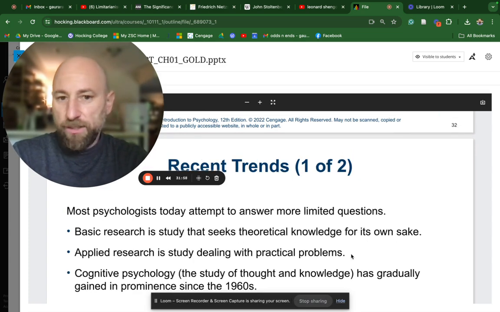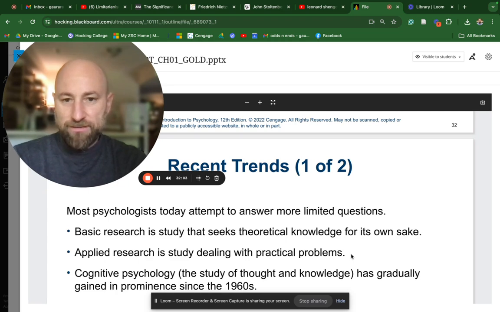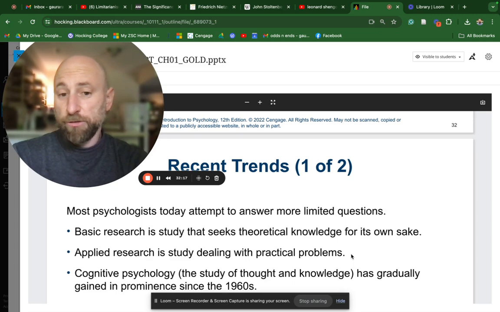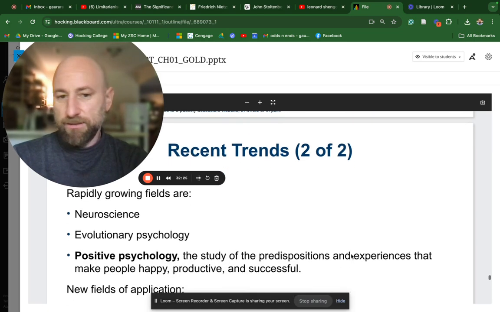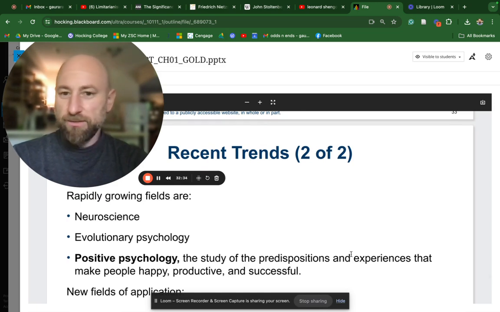Recent trends: most psychologists today attempt to answer more limited questions. Basic research is study that seeks theoretical knowledge for its own sake. Applied research is study dealing with practical problems. Cognitive psychology, the study of thought and knowledge, has gradually gained prominence since the 1960s because technology has improved and we've figured out how to answer certain questions. Rapidly growing fields: neuroscience, evolutionary psychology, positive psychology. Not really rapidly growing fields, to be honest. These fields have all been well established for a long time.